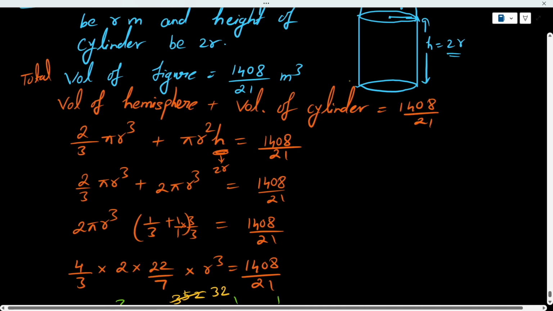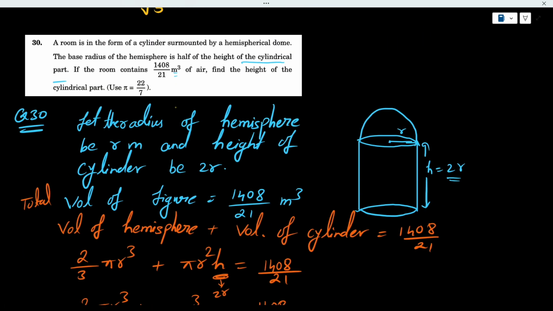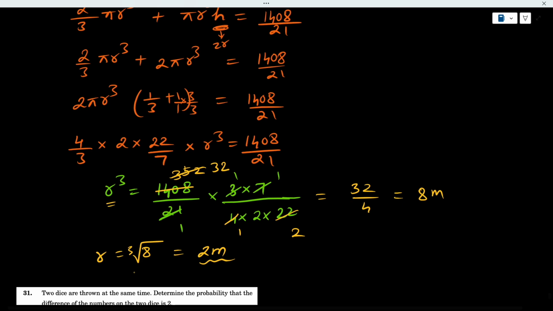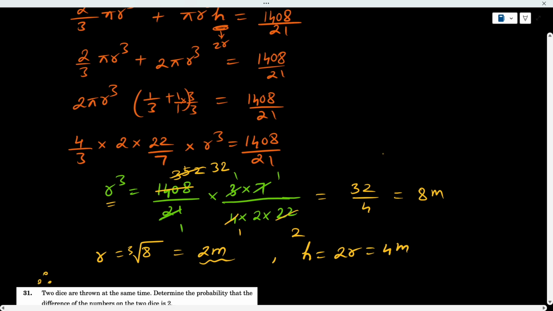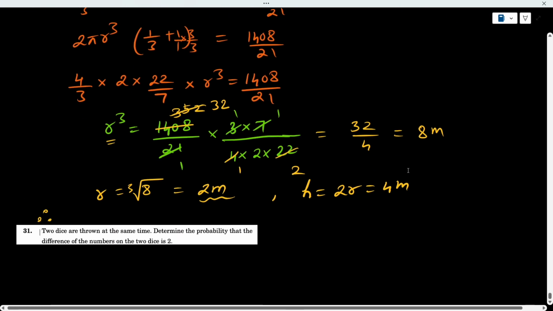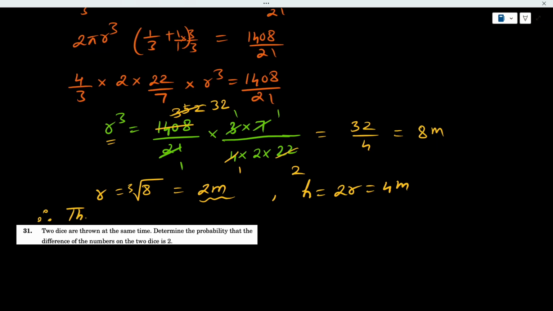So what is the radius of the cylinder here? We needed to find the height, right? Not the radius. We are getting just the radius of the cylinder. Here it's also given to use pi as 22 by 7, right? Now h is nothing but double the radius, which is going to be 4 meter. After that you need to write the concluding statement here. They are asking what is the height of the cylindrical part, so you must mention: therefore the height of the cylindrical part is 4 meter.